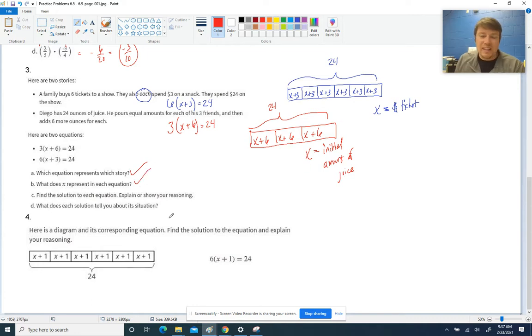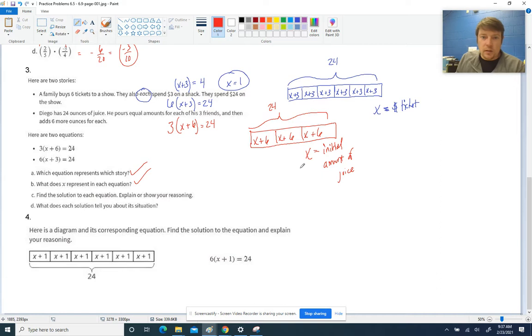Find the solution to each. All right, so let's find the answer to each of these. This one, we'll start with the blue one up here. If 6 times X plus 3 is 24, then a single X plus 3 would be equal to 24 divided by 6, which is 4. And for that to be equivalent, X would need to be 1. So for the first one, X is 1.